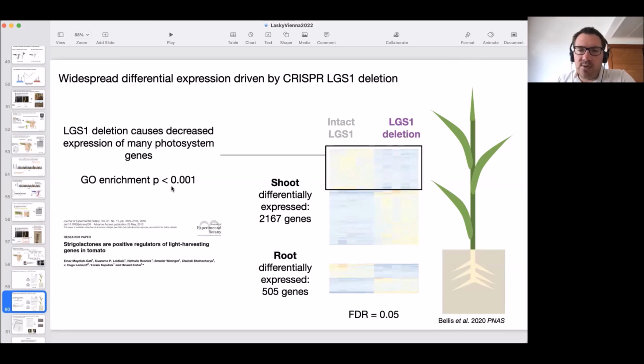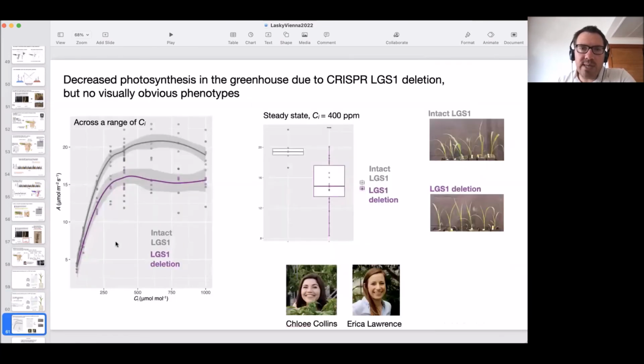And the strongest functional enrichment that we see with this transcriptome study is in the shoots, where we have a downregulation of photosystem genes. And this is consistent with some work in tomato. It hasn't been addressed in sorghum yet, although in a moment I'll show you, where they show that these strigolactones positively regulate light harvesting genes. So it could be there's some impairment in photosynthesis that is a cost or a trade-off associated with this LGS1 deletion.